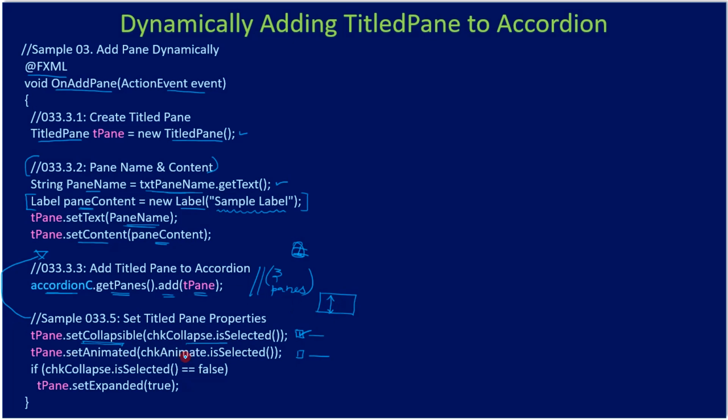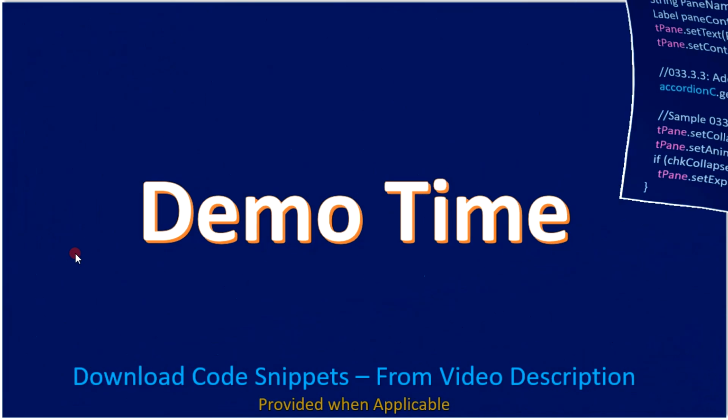Similarly, using the same technique, we set the animated property for the TitledPane. So once the animated property is set, when you expand or collapse, you can see the expansion or collapse goes in slow motion. Also note here, when chkCollapse is not ticked, we set collapsible as false, as well as we keep it expanded by setting the property to true. Alright, now we will implement this add button click. Let's go to the demo.